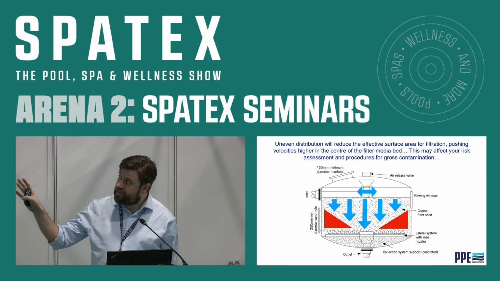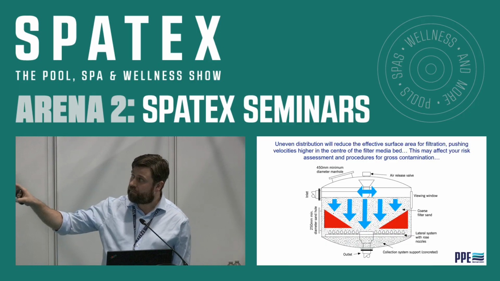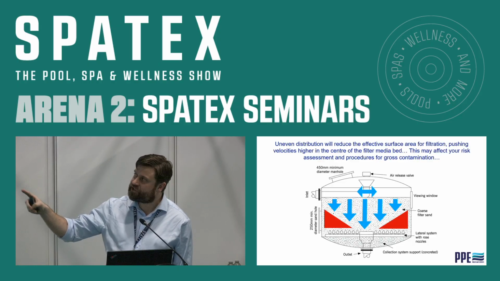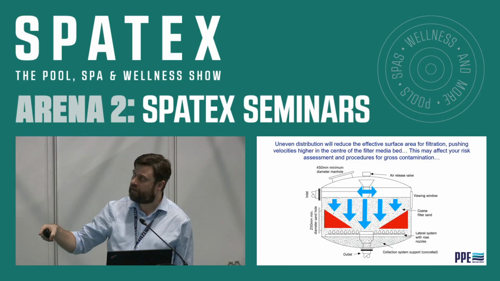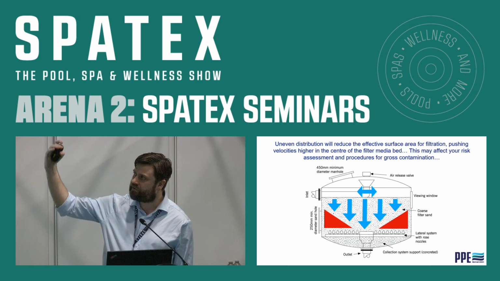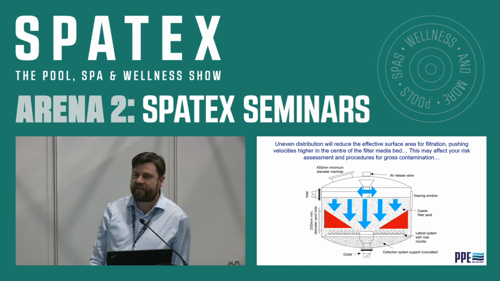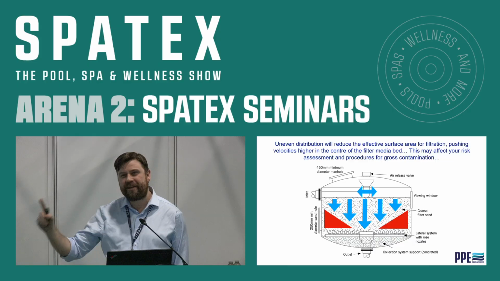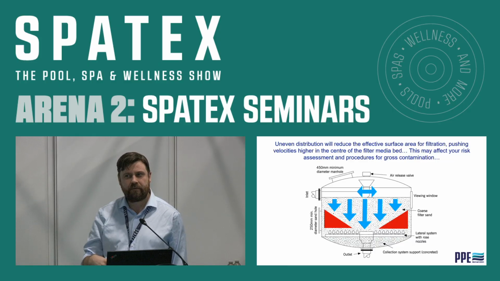So this diagram actually comes from the standard pool plant operators course, and this is showing that if you've got a very small diffuser, it's just assumed really that if you take that whole surface area of the filter and divide the flow rate across that, that's going to give you a velocity. But is that going to be uniform throughout the whole media bed?